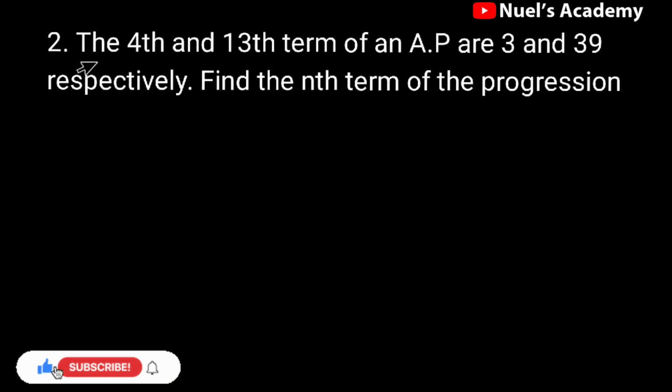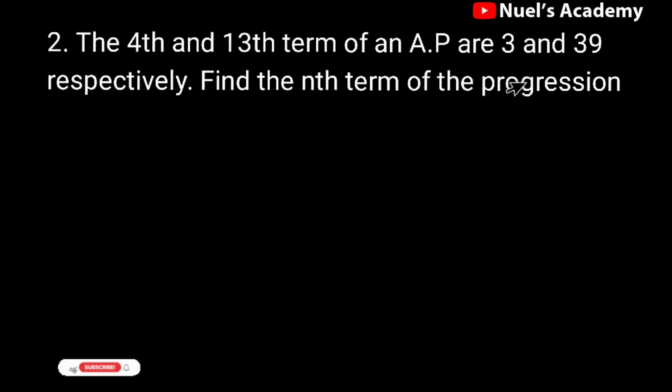Now question number 2. The fourth and 13th term of an AP are 3 and 39 respectively. Find the nth term of the progression.